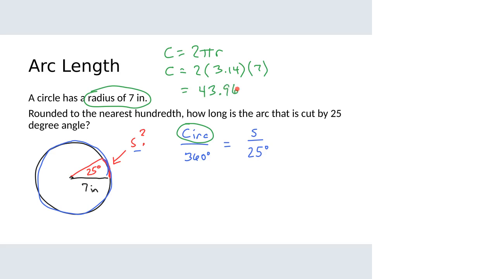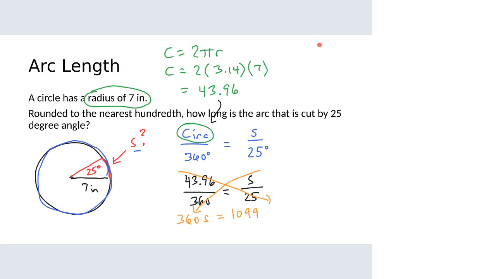Now that I have the circumference, I can set up my proportion and solve for the arc length. I can take this 43.96 and put it in there and say all the way around the circle is 43.96 inches, and all the way around the circle is 360 degrees. My little piece of the circle corresponds with 25 degrees, and now I have a proportion that I can solve to find the arc length. To solve this, we'll cross multiply. 360 times S is whatever 43.96 times 25 is, 1099.